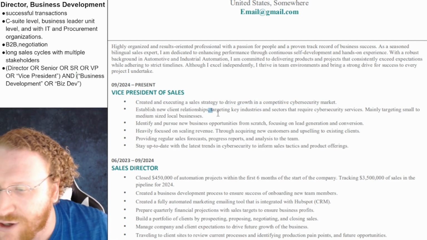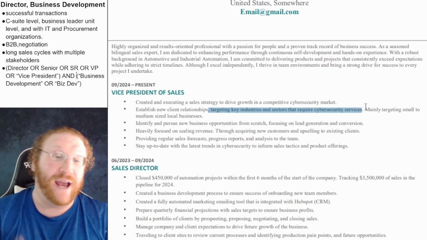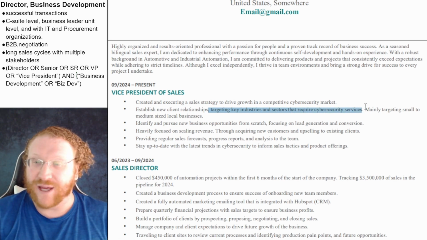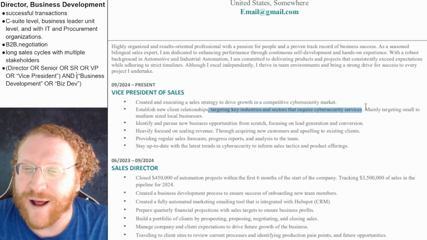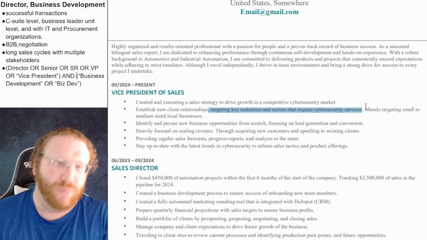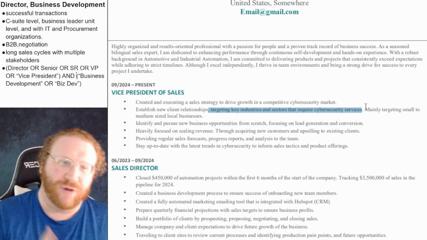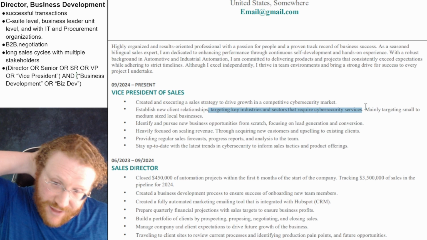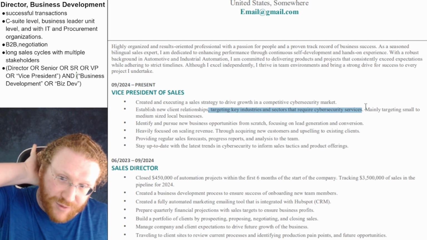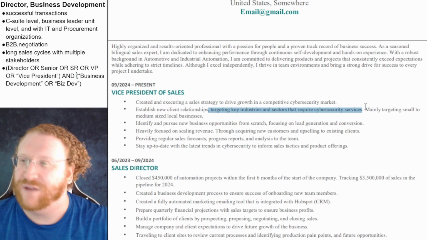Establish new clients targeting key industries and sectors that required cybersecurity by cold emailing them and blankety blank. Small to medium-sized business, which resulted in new customers, that kind of thing. So that's really what I'm looking for, and why you're getting 1 in 50. But I think you could probably get like 1 in 30, 1 in 40 with that, or maybe even 1 in 25 if you just fix the bullet points and the formatting.